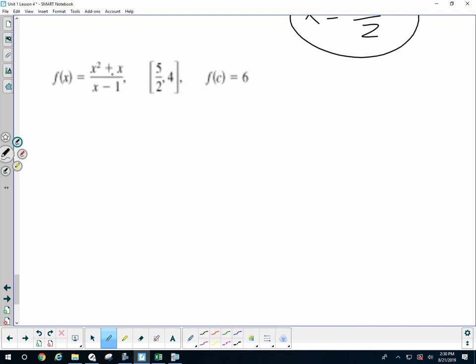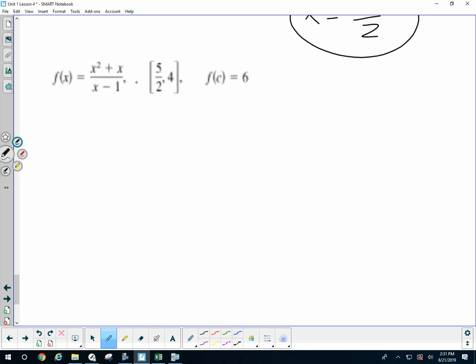This guy. Is this continuous everywhere? Discuss with your neighbors, please. Is that function continuous everywhere? No, it's not continuous everywhere. It's got a denominator. When x is 1, we have a discontinuity, an asymptote.